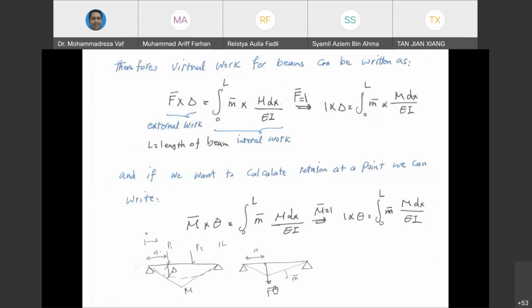You apply the F, which is the virtual force, to the location of interest. You get the bending moment, you call it m bar. You get the bending moment from the first structure, you call it m. You multiply it, and you can get delta. And if you are interested in theta, instead of a single force, apply a unit rotational or bending moment in that location. Apply one unit bending moment, then you can calculate theta instead. You will see some examples.